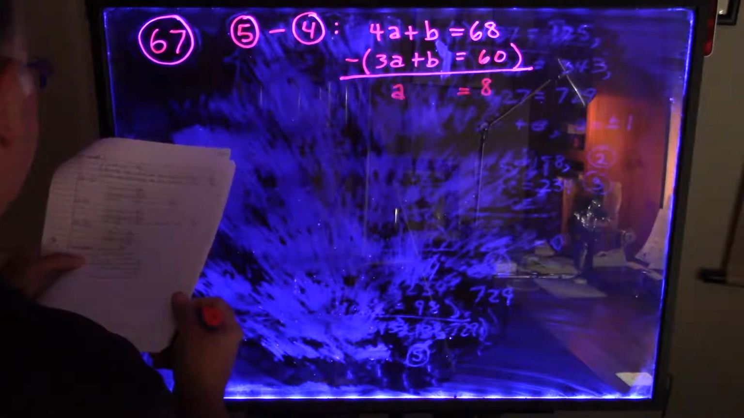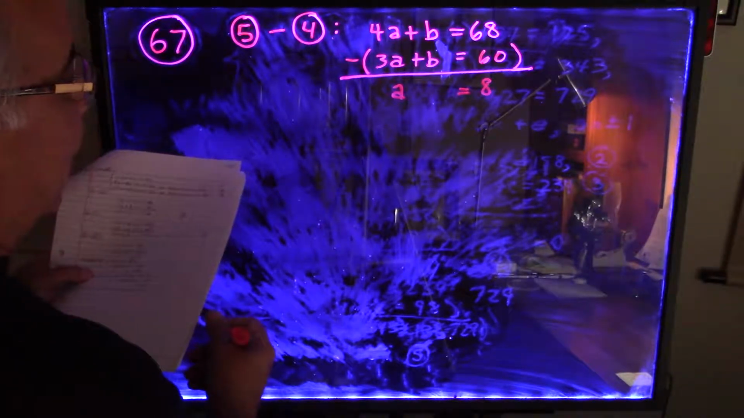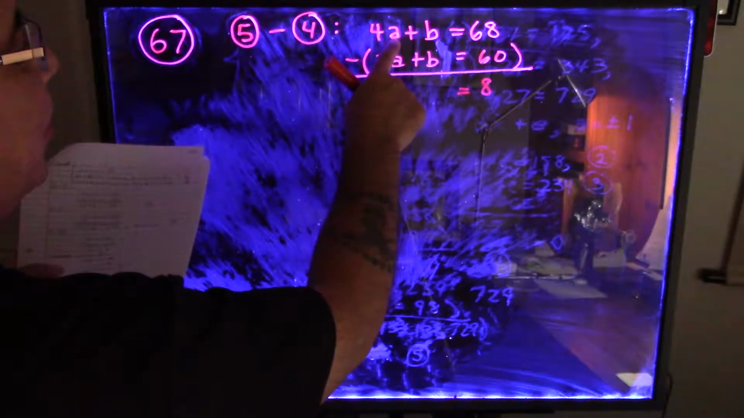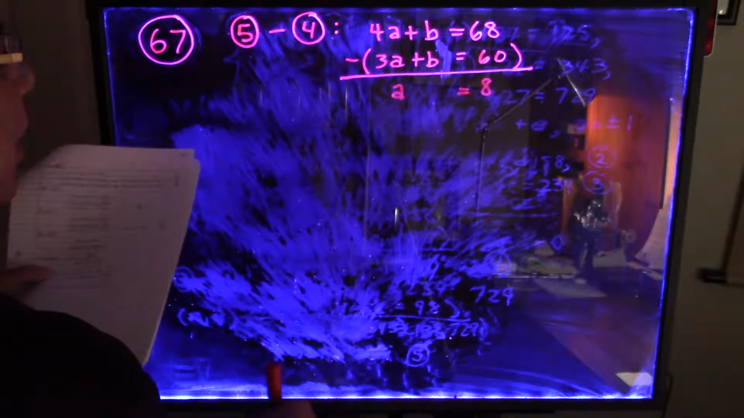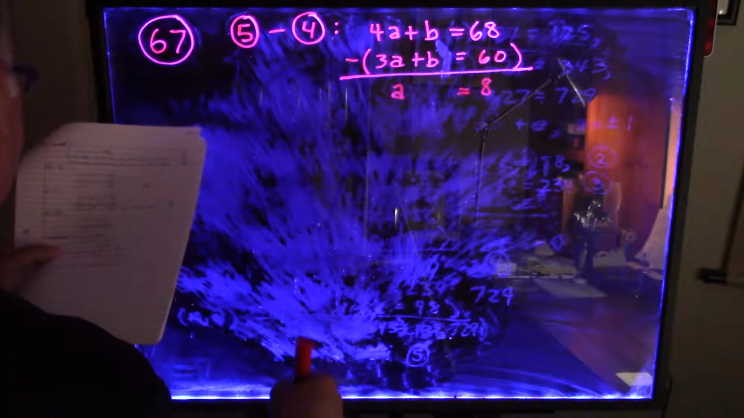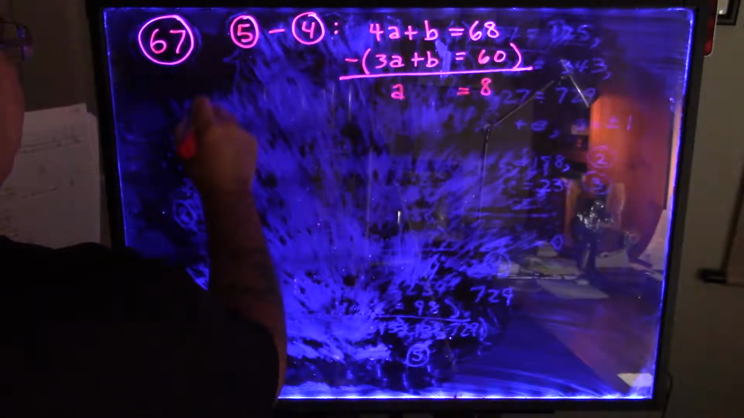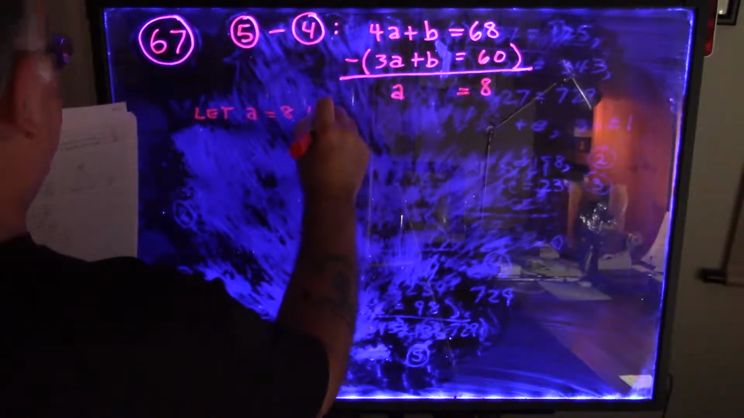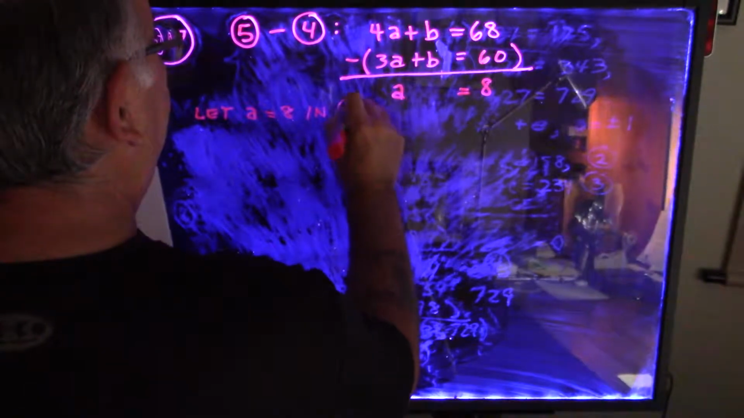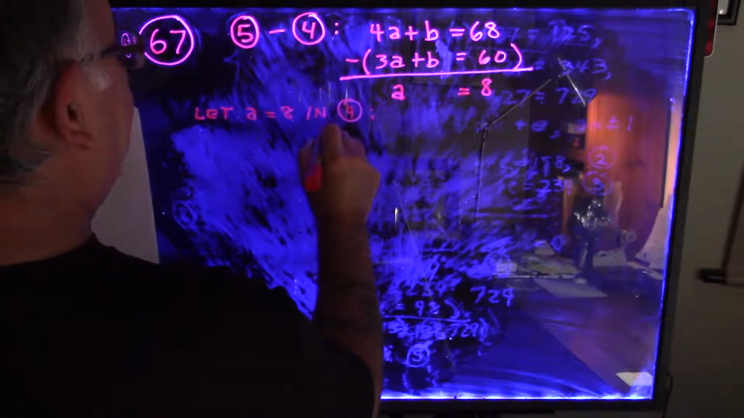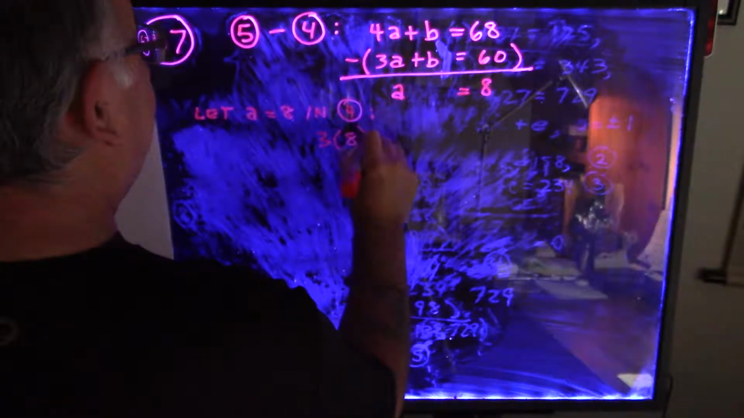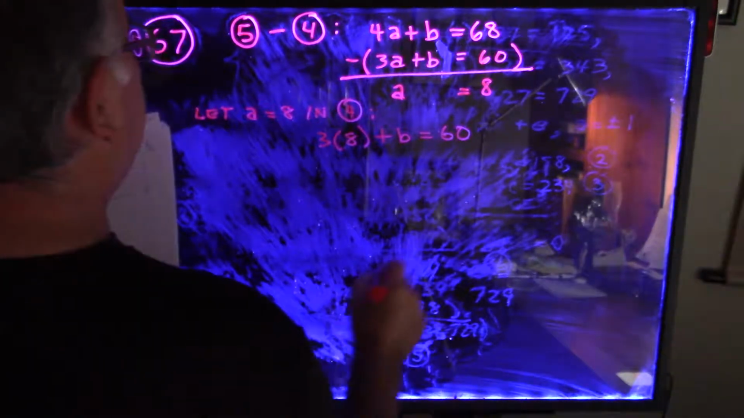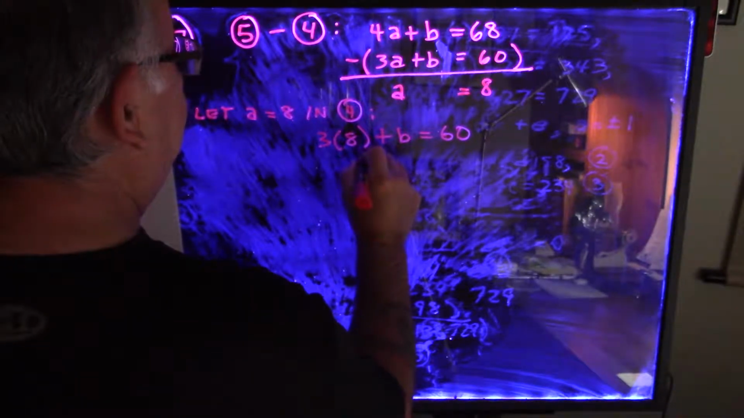Alright, now what we can do is substitute a equals 8 in equation 4. We can use any of the previous equations, but use just the one involving just a and b, because if we have one of these variables, then we know what the other one is. Alright, we can solve for the other one. I'm going to use equation 4. So let a equal 8 in equation 4. So what we have is 3 times 8 plus b equals 60, and then b must be 36.